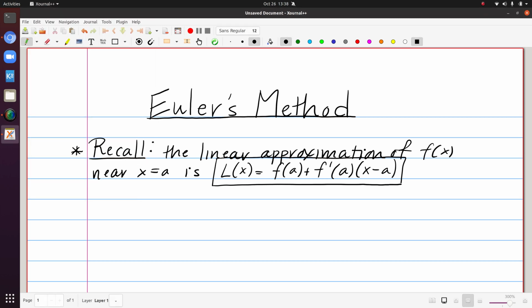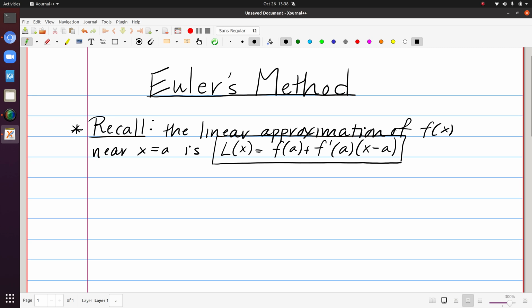At this point, we've seen what a differential equation is, and we've also gone through some examples of verifying that a function is a solution to a differential equation, and also seeing how to come up with the solution to a differential equation. What I'd like to talk about here is ways to approximate the solution to a differential equation. So to start that off, let's first recall the notion of a linear approximation.